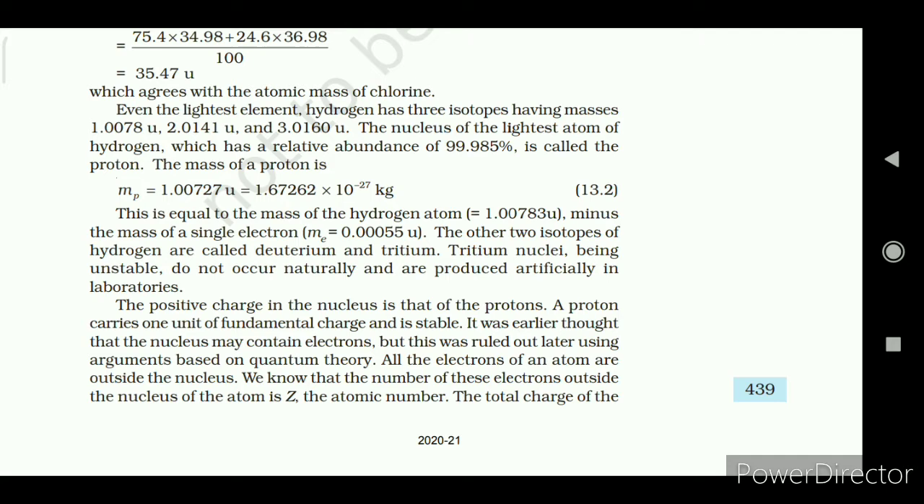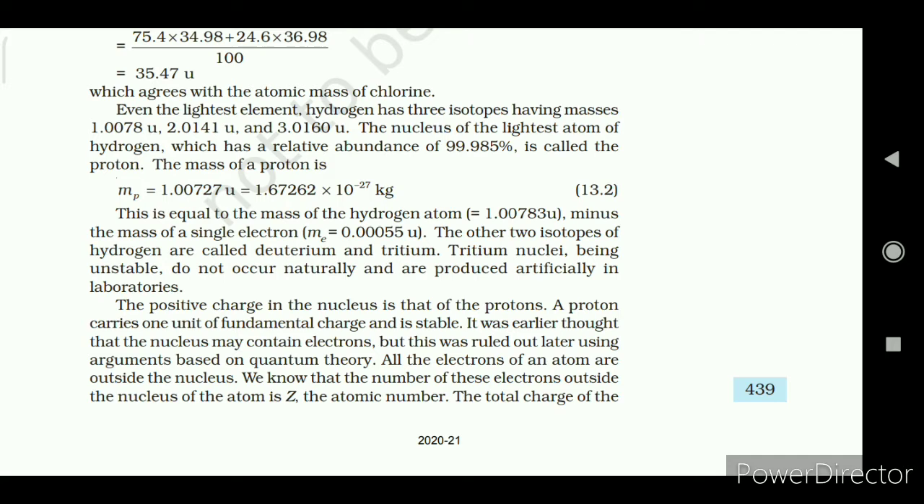We know that the number of these electrons outside the nucleus of the atom is Z, the atomic number. The total charge of the atomic electrons is thus minus Ze. And since the atom is neutral, the charge on the nucleus is plus Ze. The number of protons in the nucleus of an atom is therefore exactly Z, the atomic number.